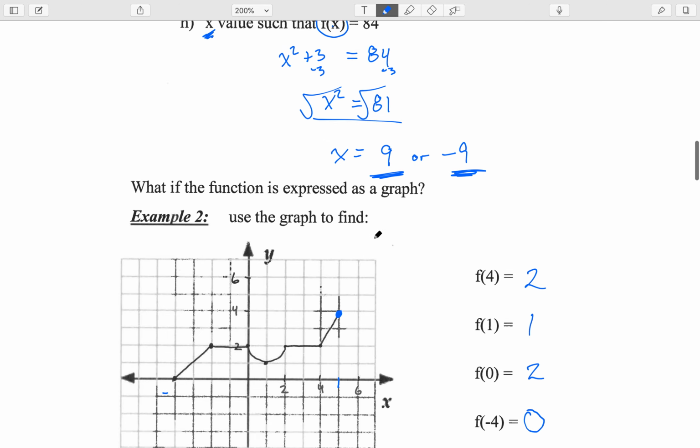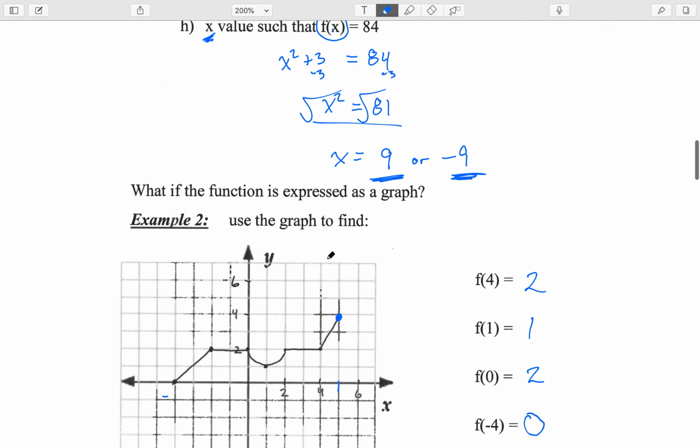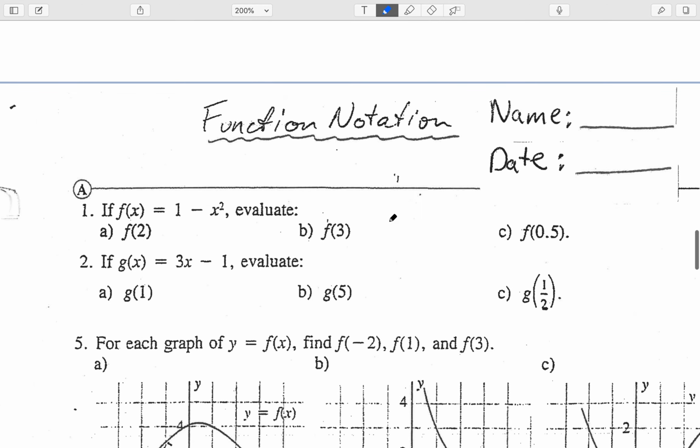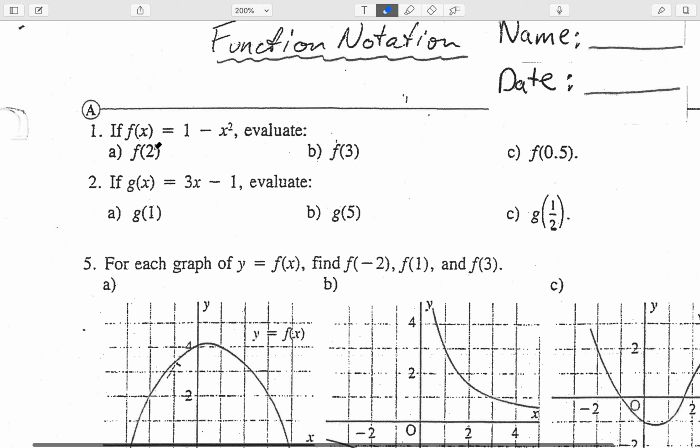Okay, so the assignment for this is it. We're done with all the functions. This is really just plugging in or reading it off a graph. Okay, so the function notation worksheet, this is an old worksheet that I had from before. Here you're just taking these numbers and plugging them in. Here's my equation, right? Plug in 2, plug in 3, plug in 0.5, so 1 minus 0.5 squared. These are going to be numbers.